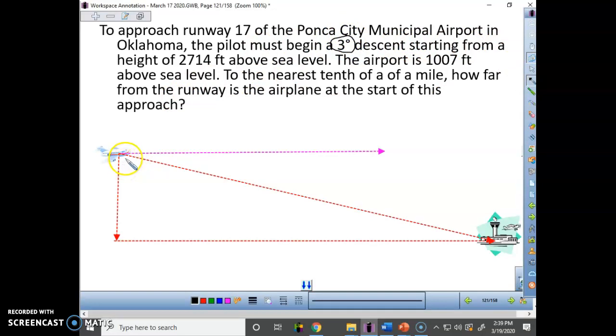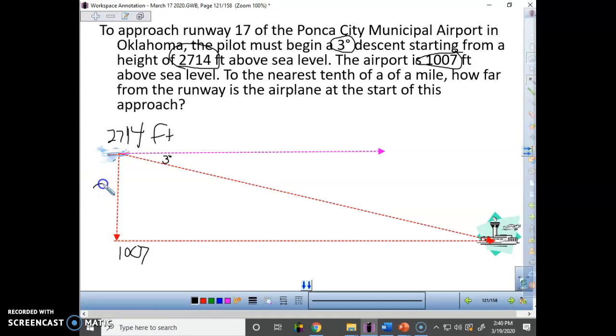And we look at this picture, it's not this angle. 3 degrees is really, really tiny. That's the 3-degree descent, and descending, starting from a height of 2,714 feet above sea level. But the airport is only at 1,007. So the thing is, they don't have to go all the way to 0 feet. Otherwise, they'd be deep, deep inside the ground.